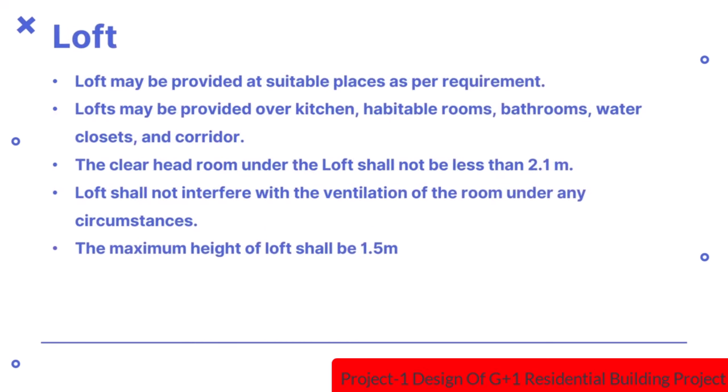Loft may be provided at suitable places as per requirement. It may be provided over kitchen, habitable rooms, bathrooms, water closets, and corridors. The clear headroom under the loft shall not be less than 2.1 meter. It shall not interfere with the ventilation of the room under any circumstances. The maximum height of loft shall be 1.5 meter.